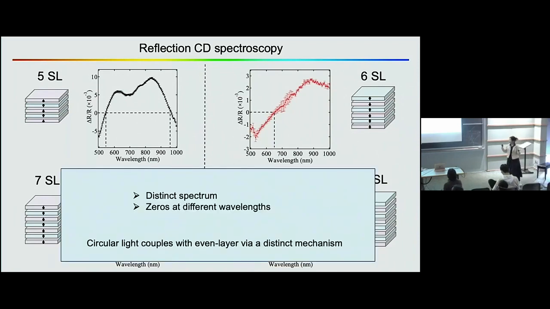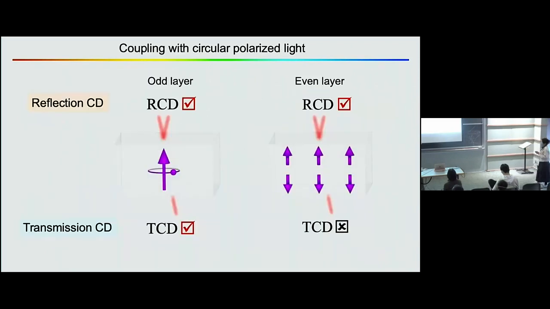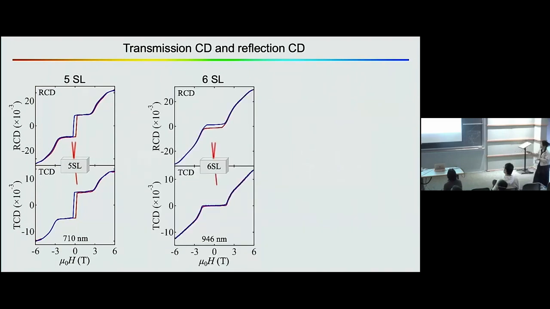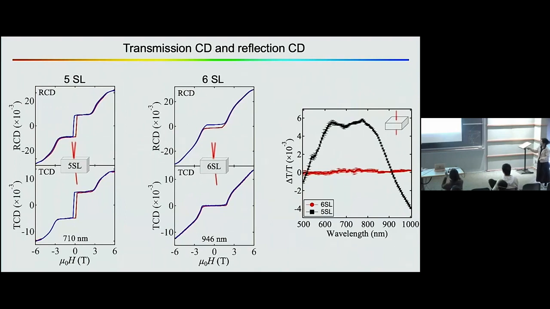This means circular light couples with the even layer through a distinct mechanism from the odd layer. Maybe a more obvious contrast, as we mentioned, should be in the transmission channel. Here is the simultaneous measurement of reflection and transmission. For the 5-layer, you see this both in the reflection channel and in the transmission channel. But for the 6-layer, you only see it in the reflection channel, not in the transmission channel. And this is the spectrum. This red curve is the transmission CD spectrum of the 6-layer. And you can see the difference between accidental zeros and the zeros enforced by some symmetry.